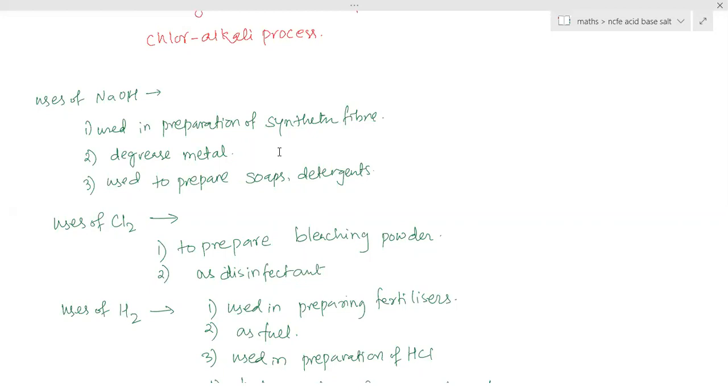Ma'am, in this chlorine gas, you told about bleaching powder, right? Yeah. Chlorine is used in bleaching. Ma'am, I didn't understand that point. Yeah, the next part is bleaching powder only. We have to start explaining. I will explain there. Okay. So you need to know what bleaching powder actually is.